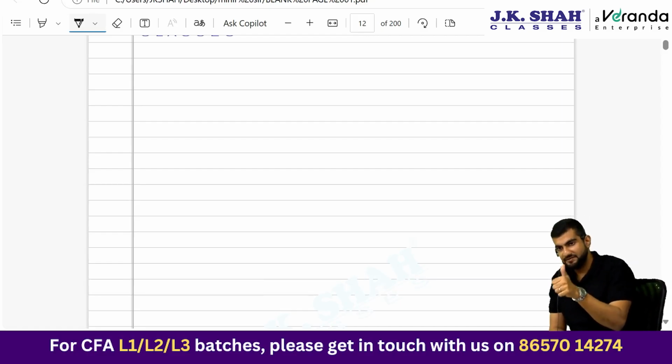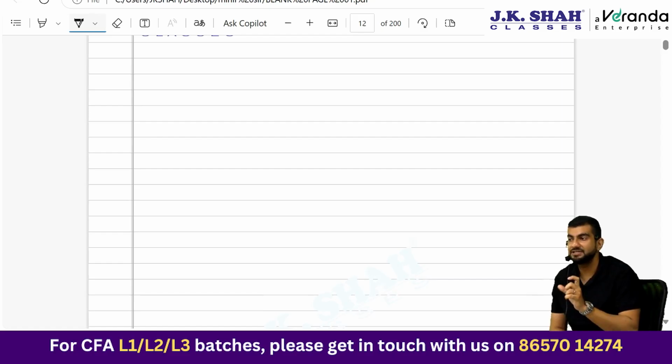Number of days of receivables, that is days sales outstanding, plus number of days of inventory on hand, lower the better. Number of days of payables, higher the better. Operating cycle is number of days of receivables plus number of days of inventory on hand, lower the better. Cash conversion cycle is operating cycle minus number of days of payables, again lower the better. Can it be negative? Yes, of course it can be negative.